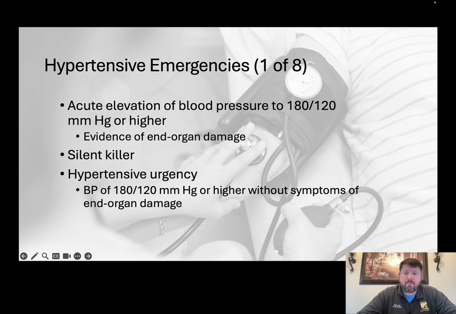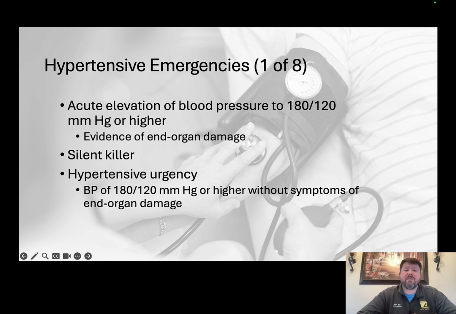A hypertensive emergency is defined as an acute elevation of blood pressure to 180 over 120 millimeters of mercury or higher with evidence of end organ damage. A common cause is failure to take blood pressure medications or other treatments as prescribed. It usually occurs in patients with a history of hypertension.